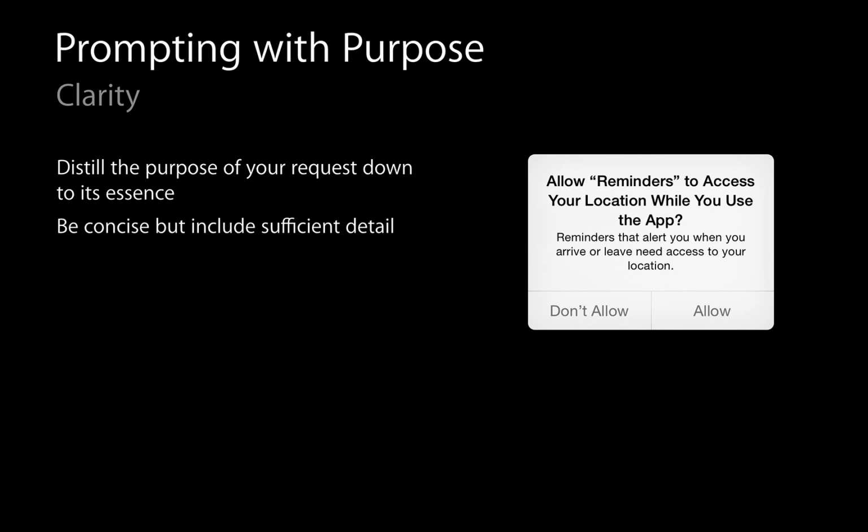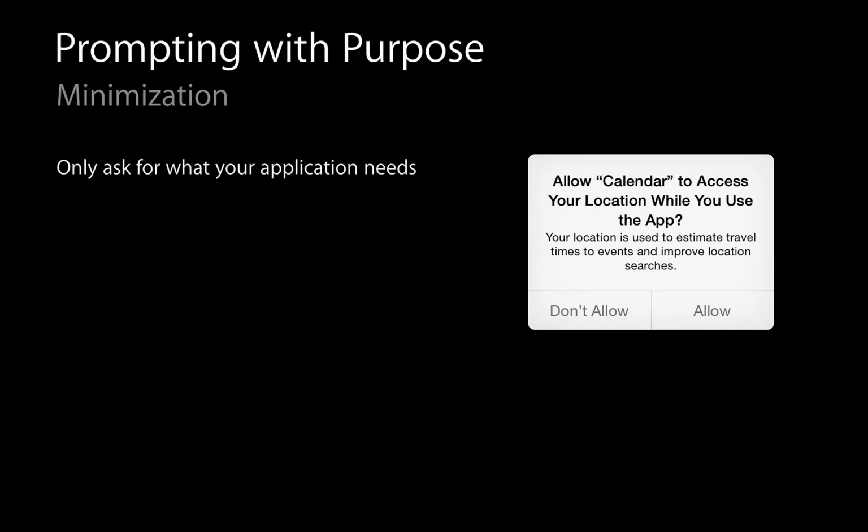The fourth principle is clarity. Clarity is distilling the purpose of your request down to its essence, because it helps users build clear mental models about what you're going to do with their user data. You can think of this as improving the why and when and where. Give the user a guide of what they can expect from your application. Be concise, but include sufficient detail. In this example, Reminders clearly states what it's using location for.